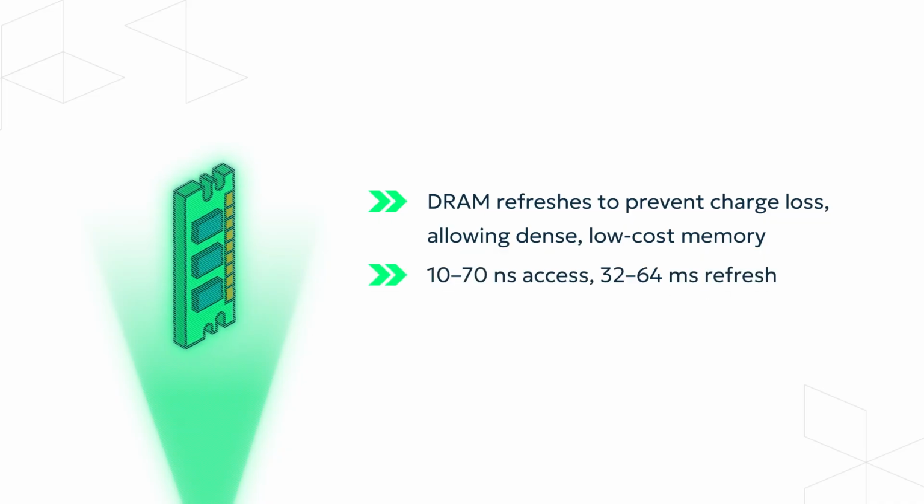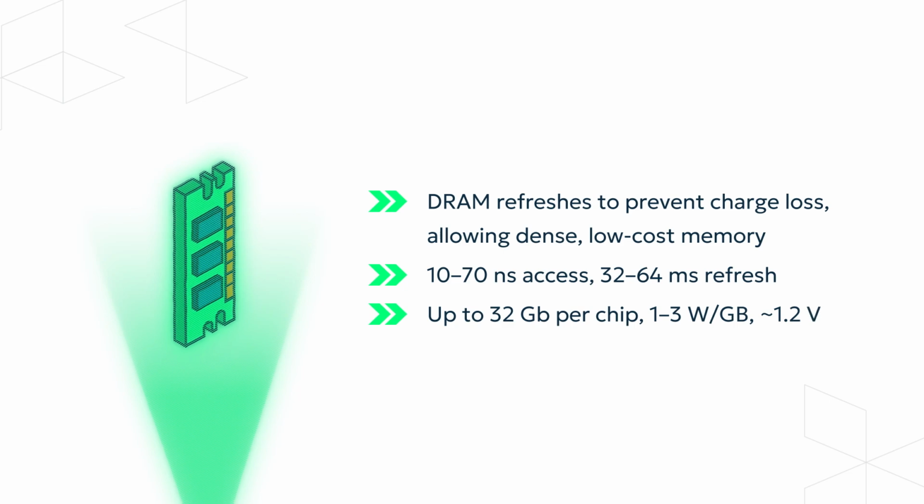Typically, DRAM has access times ranging from 10 to 70 nanoseconds and refresh rates of 32 to 64 milliseconds. Modern modules can offer capacities up to 32 gigabytes per chip, with higher capacities under development, consuming about 1 to 3 watts per gigabyte when active, with voltages around 1.2 volts for DDR4.